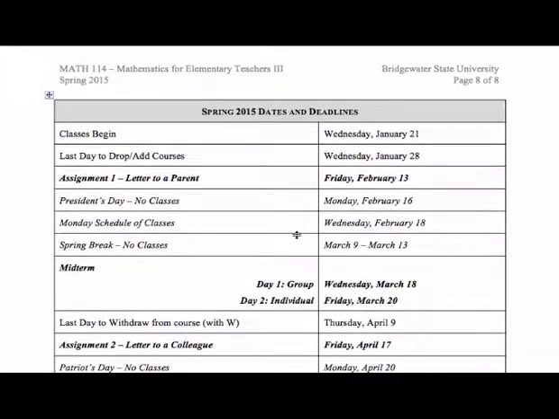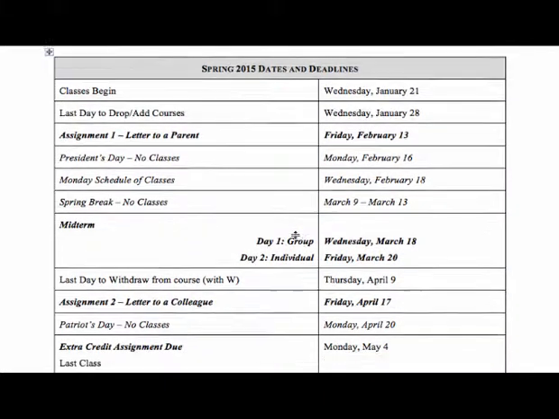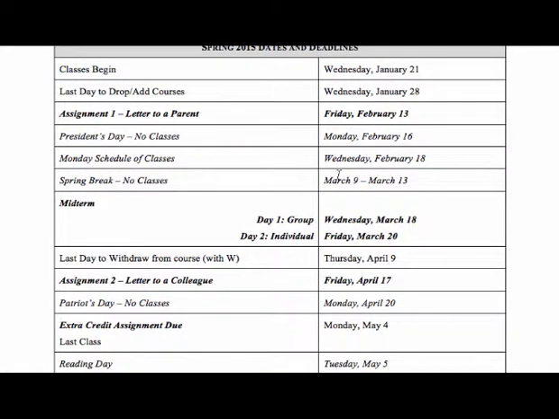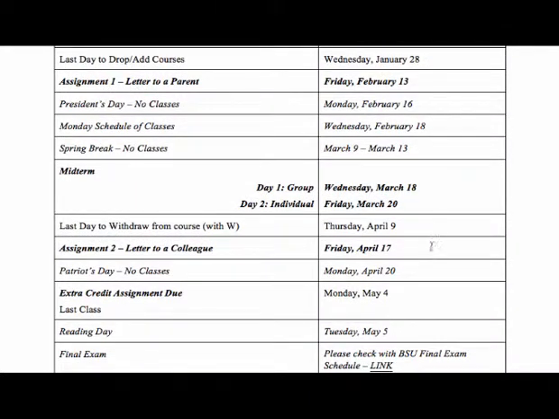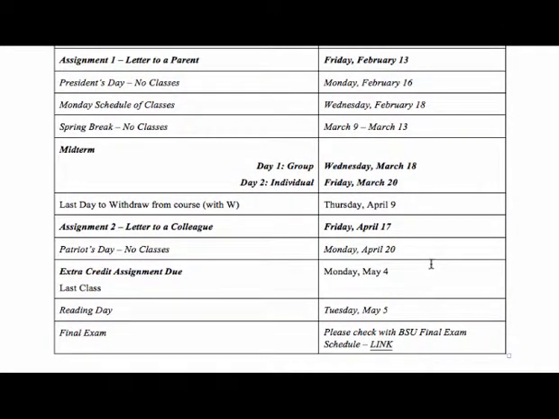And on the last page, you see the spring 2015 dates and deadlines, where you see the list of any days where we're not holding class due to holidays, and where the assignments are due. The midterm will be on March 18th, March 20th. Assignment 2 will be due on April 17th, and there will be an extra credit exam. In order to find out the date of the final exam, you can follow the link on the document.